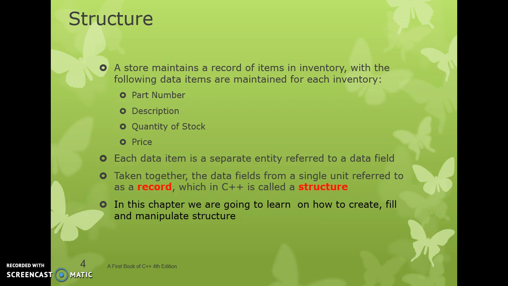I'm going to introduce what a structure is. A structure basically maintains a record of items in inventory. For example, it has a few pieces of information about each inventory item, such as part number, description, quantity of stock, and price. Each data item is a separate entity referred to as a data field. Taken together, they become a record, which in C++ is called a structure. Therefore, here we are going to learn how to create, fill, and manipulate a structure.